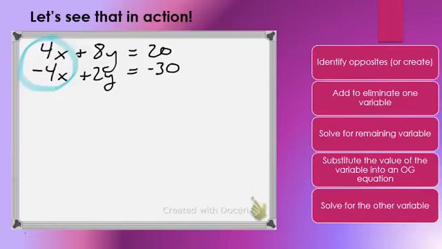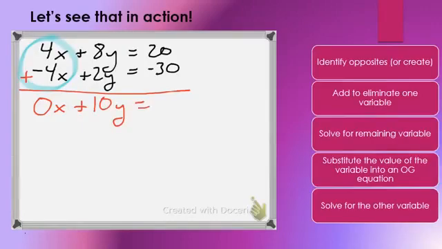Next, we go to step 2 and add the equations to eliminate one of the variables. When you add opposites, they always eliminate. 4x plus a negative 4x is 0x, or just 0. 8y plus 2y is 10y. Positive 20 plus a negative 30 gives us a negative 10.